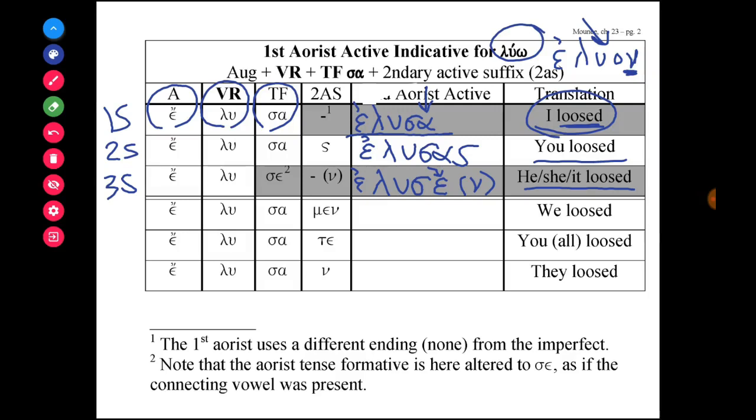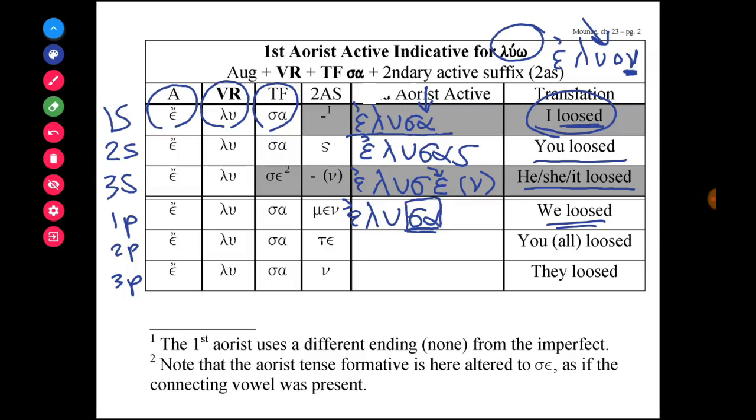And then for the plural forms, the first person plural, second person plural, and third person plural, it's going to use the secondary suffixes as we would expect, with no modification. So to say we loosed, you take the augment, you take the verbal root or the stem for the aorist tense, you add the tense formative sa. This tense formative tells you that it is an aorist tense, hence the word tense formative. So this sa is the clue to recognizing the first aorist tense.